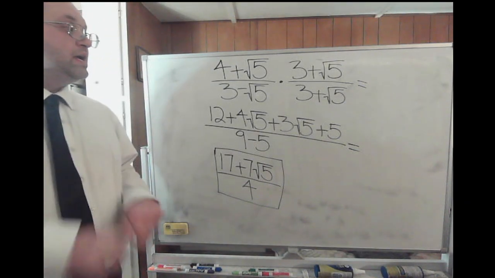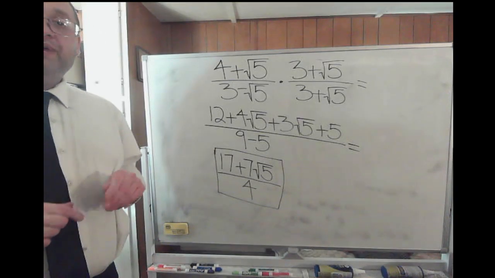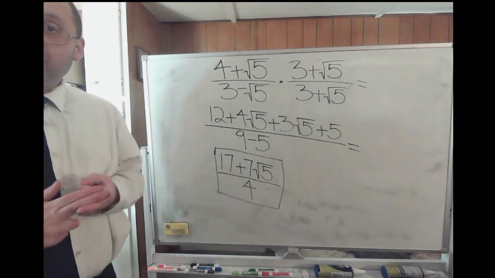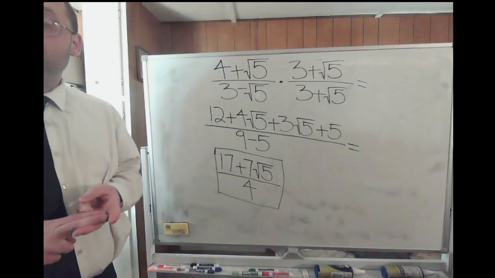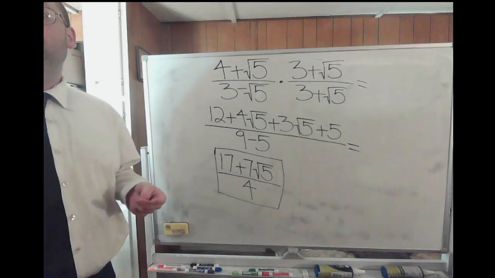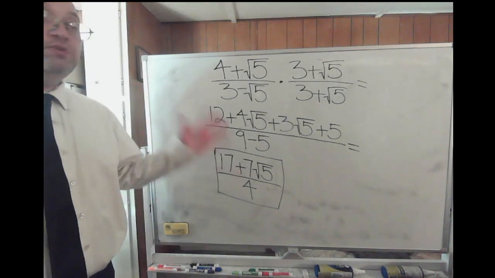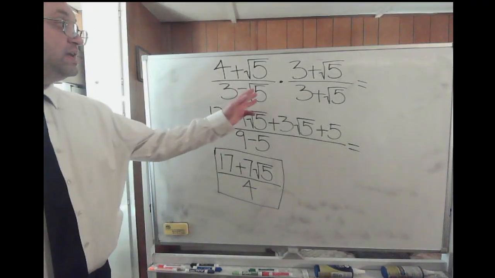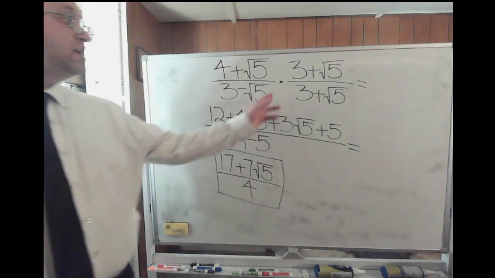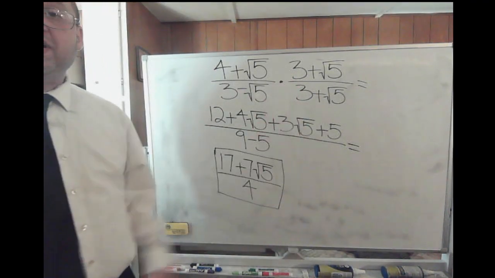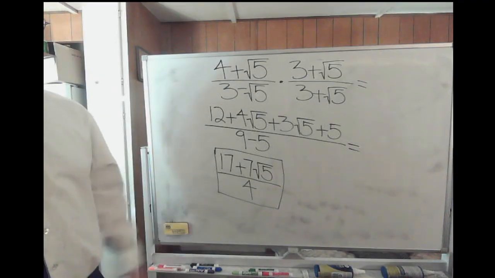So, if you can remember basically how to FOIL, how to deal with the difference of two squares, how to take a binomial to a second power, you got this. And then rationalizing a denominator, you just multiply both the numerator and denominator by the conjugate. That's all it's going to be.